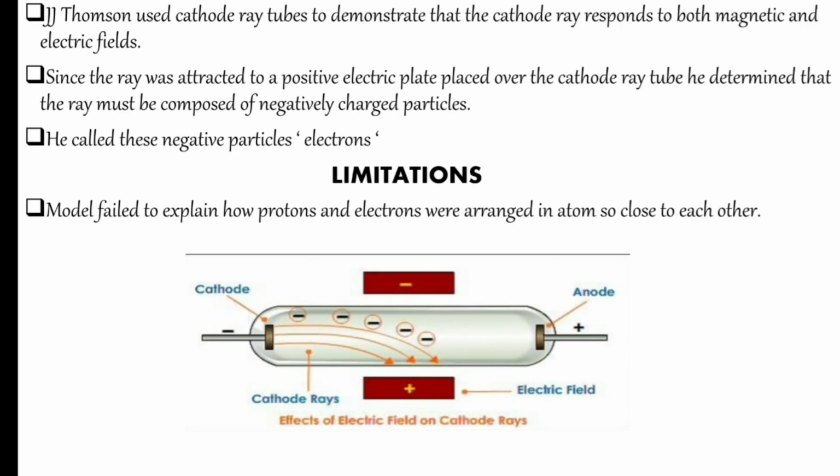J.J. Thomson used cathode ray tubes to demonstrate that the cathode ray responds to both magnetic and electric fields. Since the ray was attracted to a positive electric plate placed over the cathode ray tube, he determined that the ray must be composed of negatively charged particles, and he named those negatively charged particles as electrons. But the limitations were, the model failed to explain the arrangement of protons and electrons in an atom, means where they were placed in an atom.